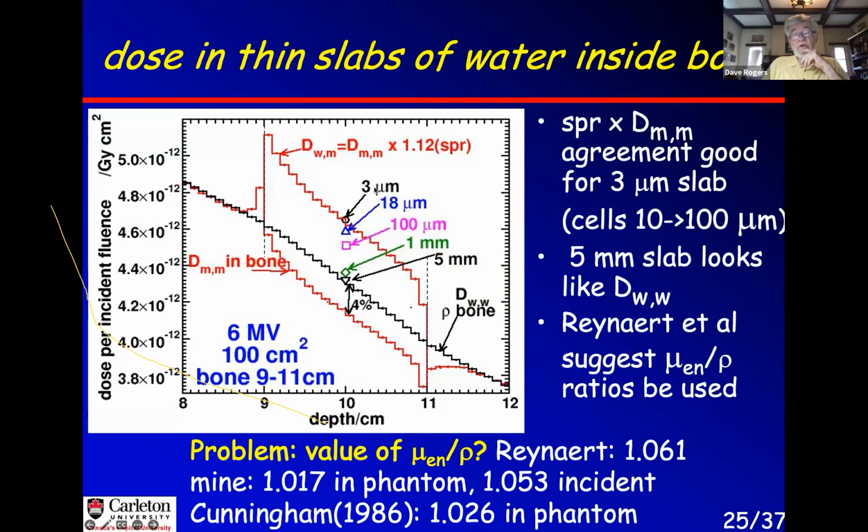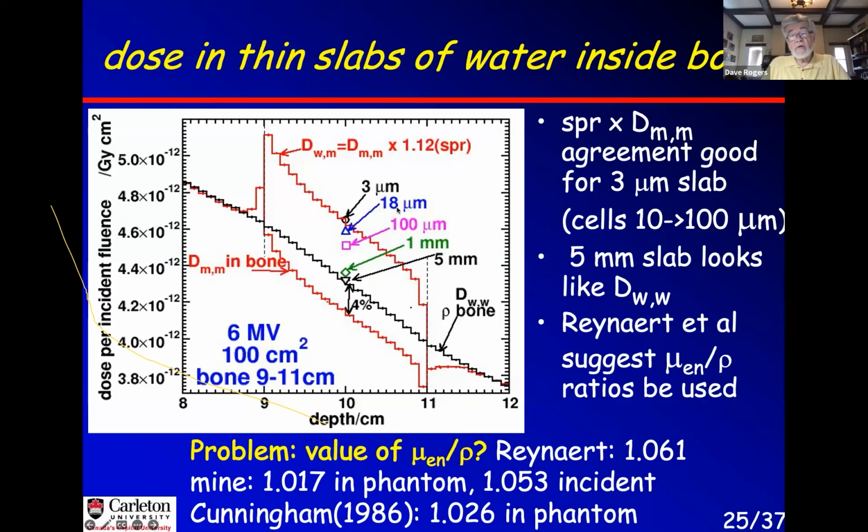And you can see that if I use a very thin slab of water, then I'm getting something which corresponds to the stopping power ratio times the dose to the medium down here. But now I'm actually calculating the dose there. And then as I make it thicker and thicker, you can see that the actual dose to the water in the middle of the bone decreases.